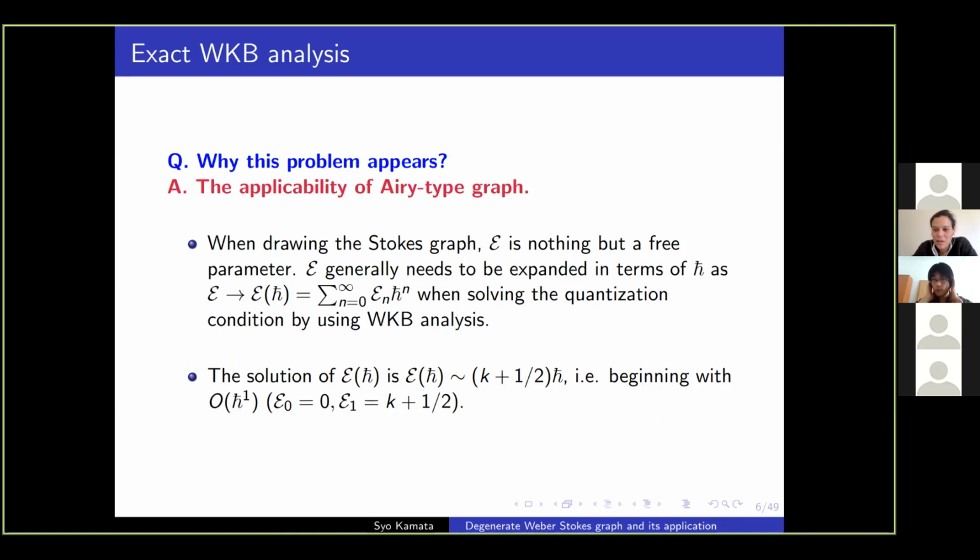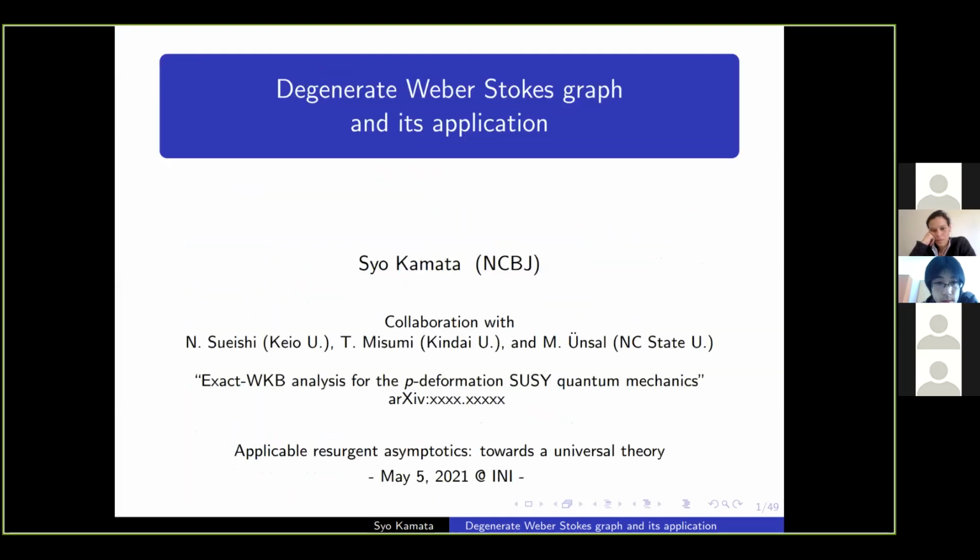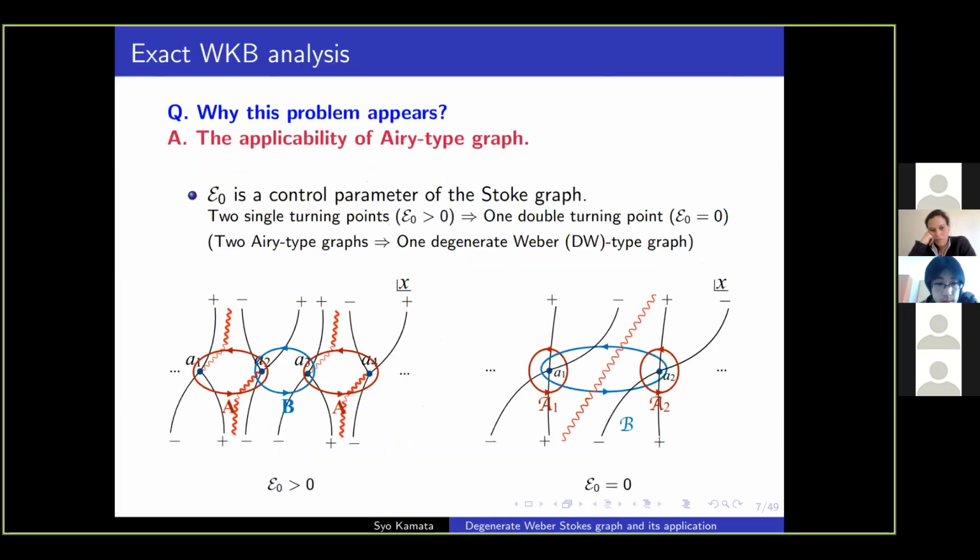Any other questions or comments? We can hear you. Any other questions or comments from the rest of the people? Yeah, may I have a question? If you have more than two turning points colliding with each other, do you expect a similar formula? Sorry, say again, please. More than two turning points, so for example, three turning points collide.